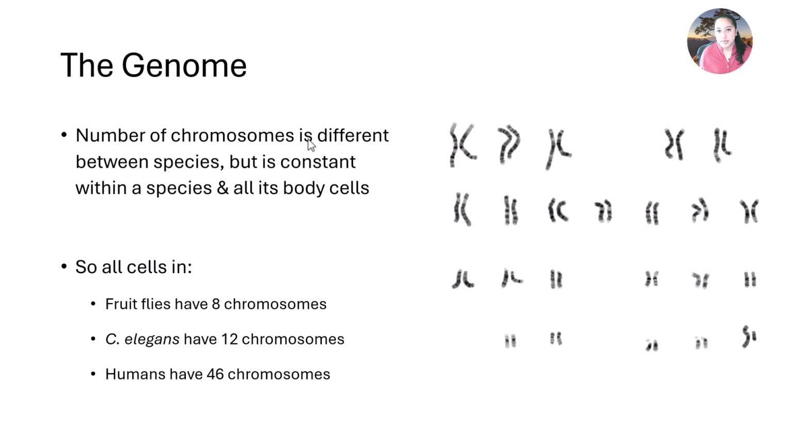We're very complex. We have a lot of different stuff to code for. So humans have 46 chromosomes in their cell. Even though the number of chromosomes is different between different species, within that species, all of its body cells are going to have that many chromosomes. So in fruit flies, all of their cells each have 8 chromosomes. And in humans, each of our cells has those 46 chromosomes.